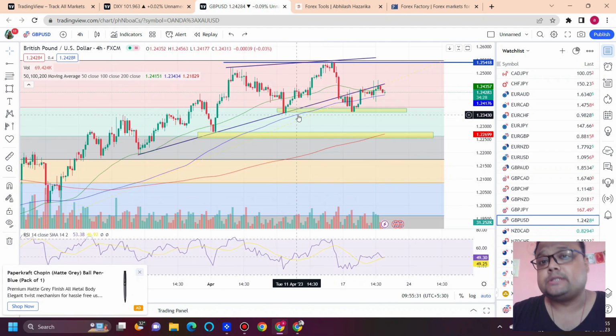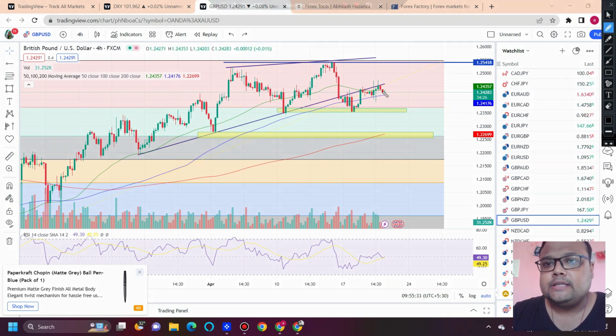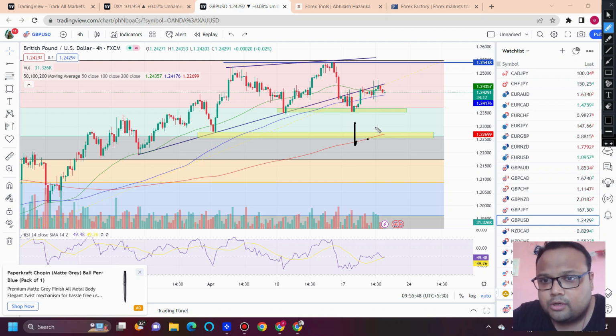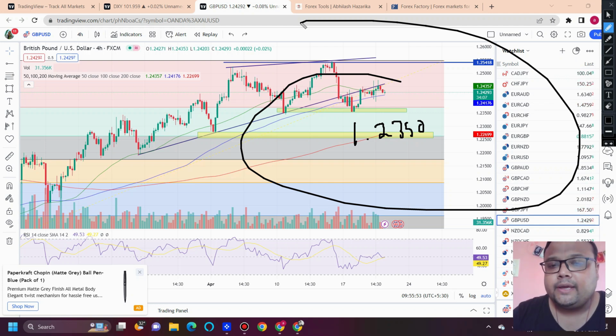Now GBPUSD. As we can see, it is struggling here. So there is a possibility that at one point the buyers in the market may surrender out of tiredness, and the market will come down. If that happens, then the market will come to the previous support of 1.2350 again. But this time you need to be careful, because the buyers in the market will be tired, and as a result there is a possibility that the market may break 1.2350 and go down like this.